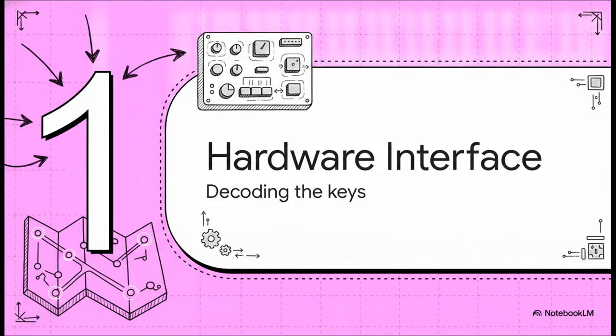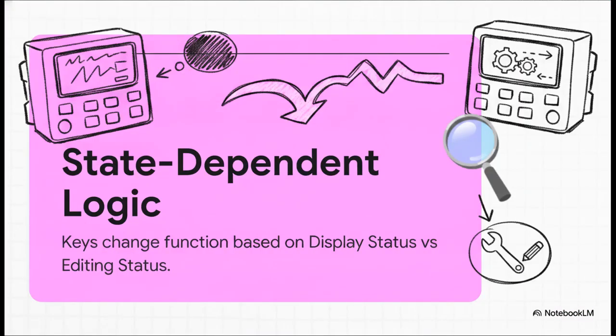Okay, part 1, decoding the hardware interface. The absolutely crucial point here is understanding that this panel relies on what's called state-dependent logic. Now, what does that actually mean? It means the physical buttons on the panel change their entire function based on what state the system is currently in. There are 2 primary states you've got to memorize: display status, which is basically your home screen showing current running metrics, and editing status, which is when you're actively inside the menus making changes.